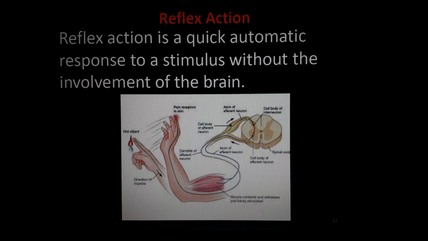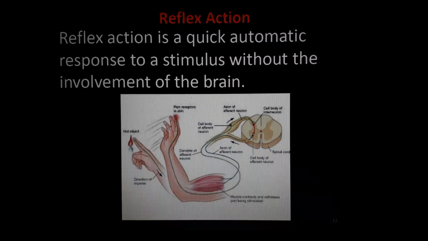The definition is only this one. Reflex action is a quick automatic response to a stimulus without the involvement of the brain. Stimulus means stimulation. If you are burning your hand, it is a stimulation, isn't it? That is called reflex action. And reflex action is done by the spinal cord, not by the brain. That's the important part. There is nothing to do with the brain for reflex action.